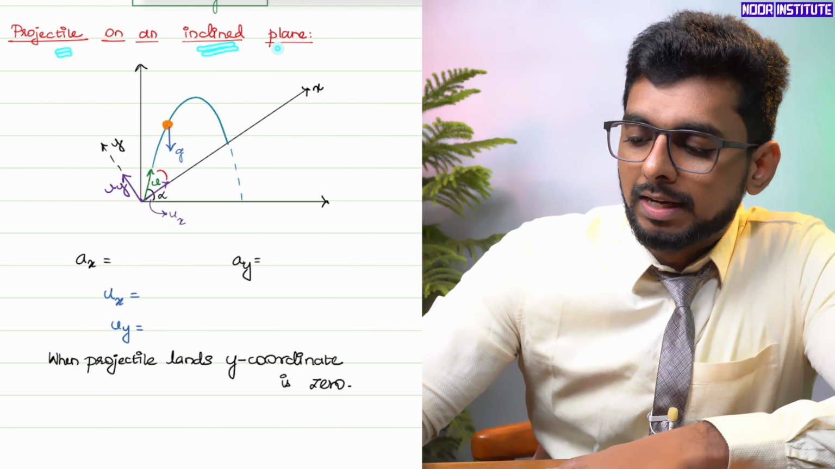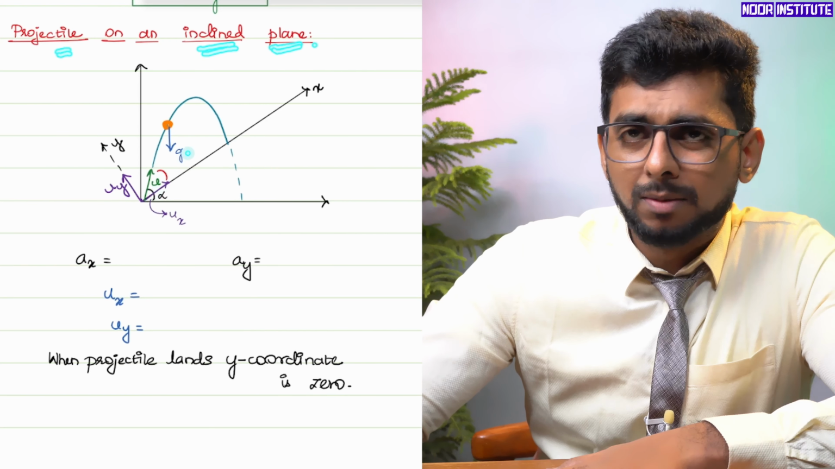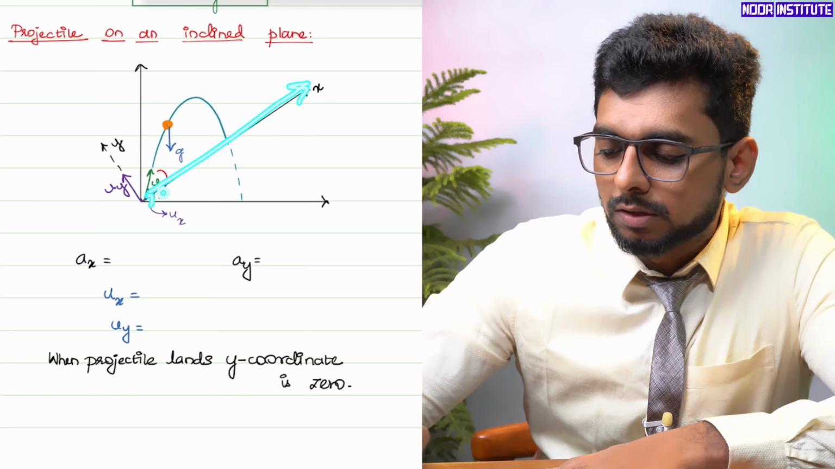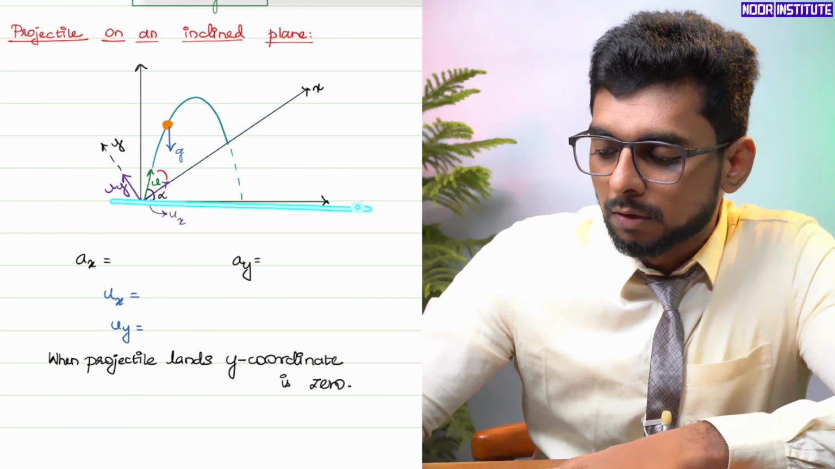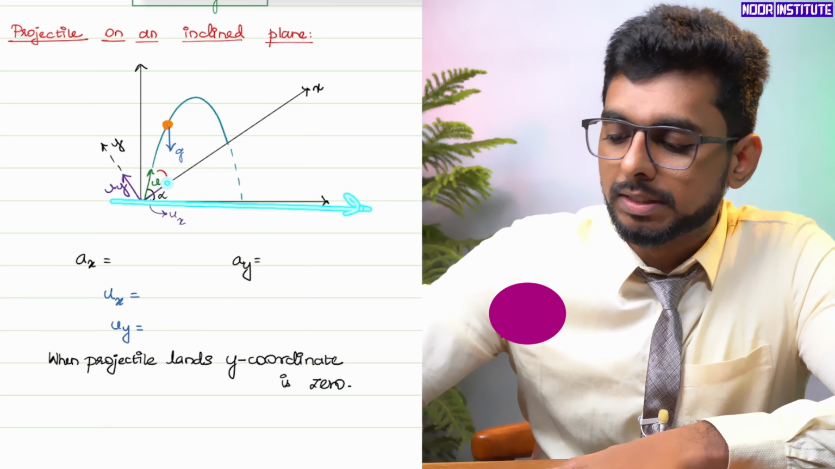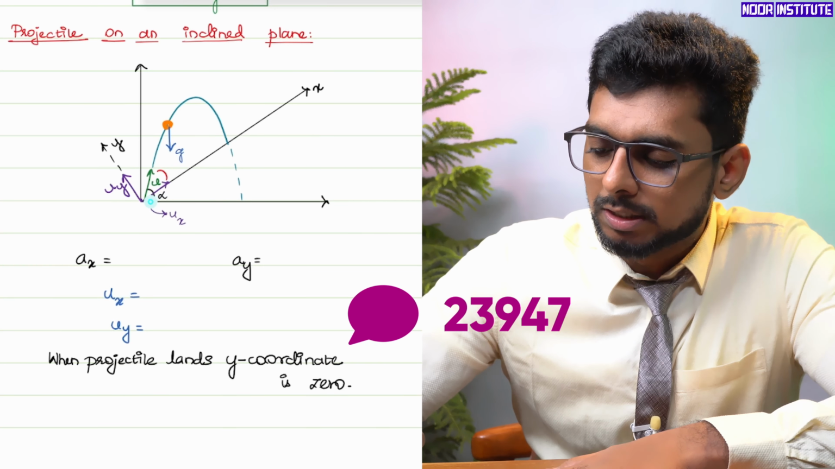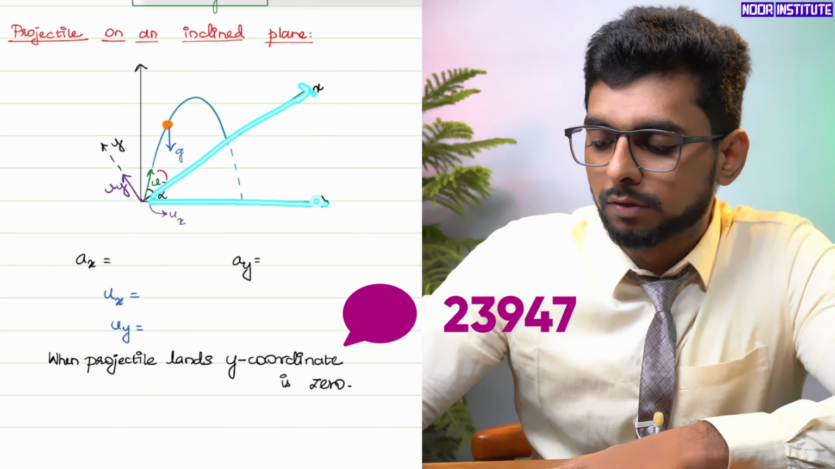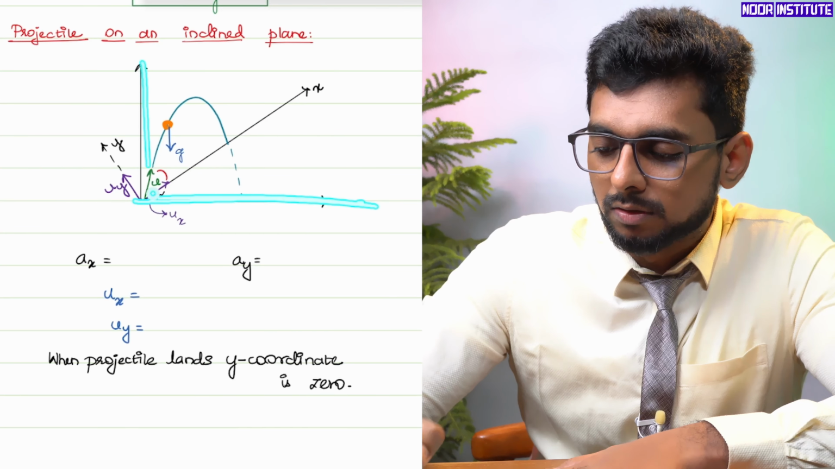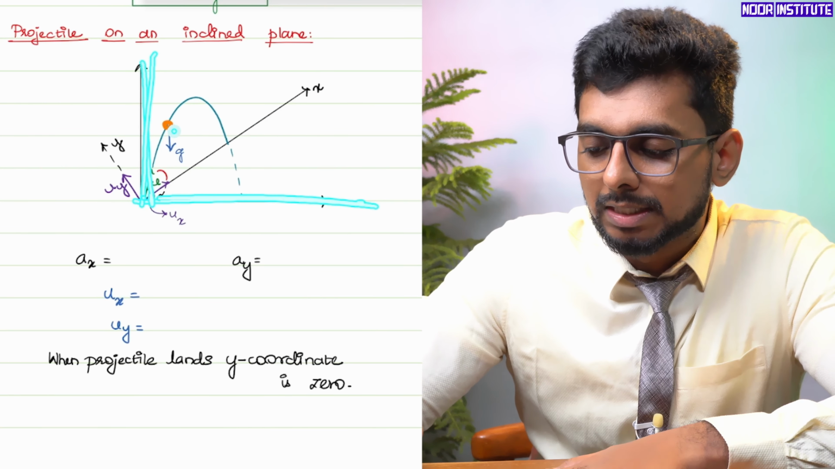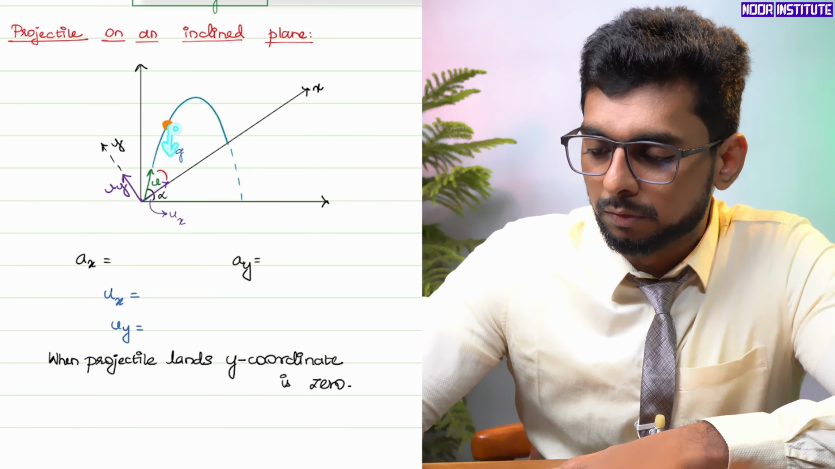Projectile on an inclined plane. Here you got a plane which is at a certain inclination to the ground. In the previous case we considered the ground to be the x-axis, but in this situation I'll consider the x-axis to be at a certain inclination with respect to the ground. This is with respect to the flat ground surface, and this will be my vertical. Therefore acceleration due to gravity will obviously act downwards.